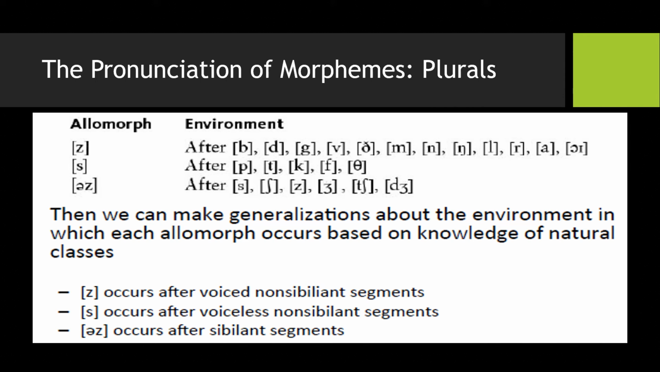So we can make generalizations about the environment in which each allomorph occurs based on knowledge of natural classes. The allomorph z occurs after voiced non-sibilant segments. These are voiced non-sibilant phonemes. The allomorph s occurs after voiceless non-sibilant segments. And the schwa z occurs after sibilant segments. So these are all sibilants.